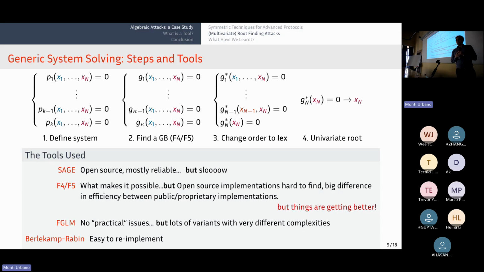So when you do an algebraic attack, this is what you're doing. At least that's what we thought. First, you need to write down your system of equations. Then you find the Grobner basis of your system of equations. Then you change the order. Again, I'm not going to go into what that means, but you change the order of the monomials in your Grobner basis. And then you do some univariate solving. And already we had some issues with our tooling at this stage. But it got worse.